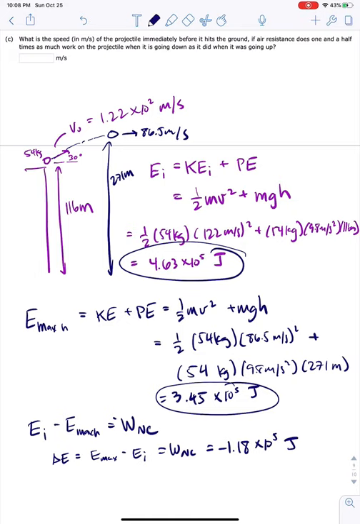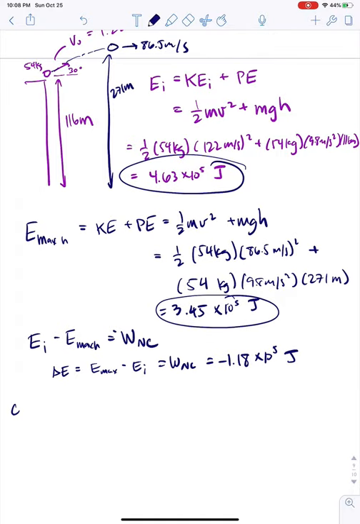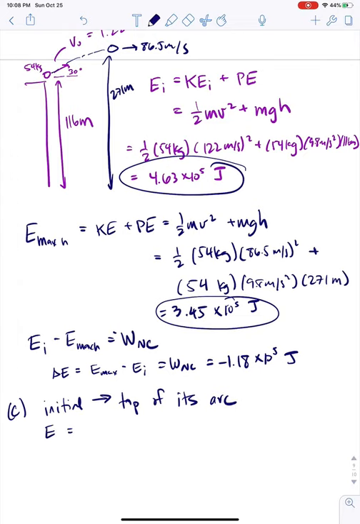Okay. And then the last question, C, is what is the speed if air resistance does 1.5 times as much work on the projectile when it is going down as it did when it was going up? Okay. So now we're going to think about this initial moment as the top of its arc. Okay, and we know that its energy at that moment is 3.45 times 10 to the 5th joules.